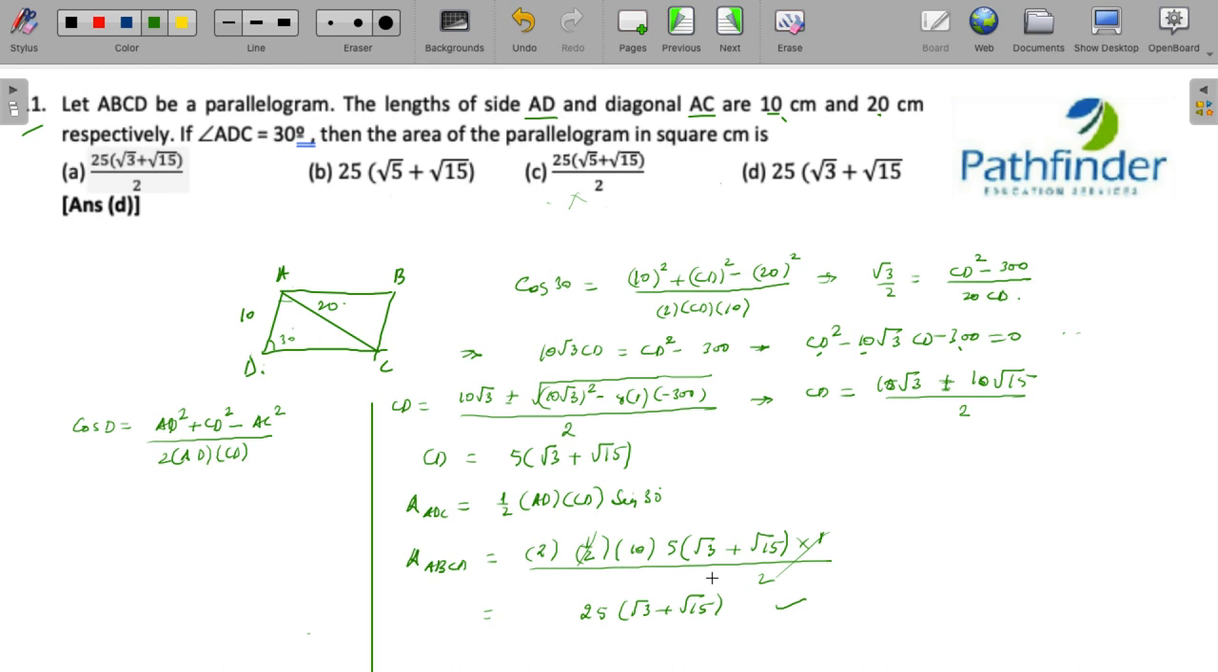So this particular question relied on your knowledge of the cosine formula. If you knew the cosine formula, the rest of it was simple.